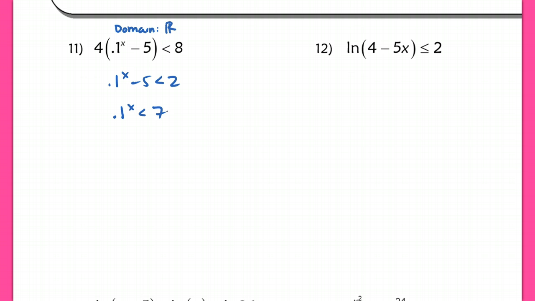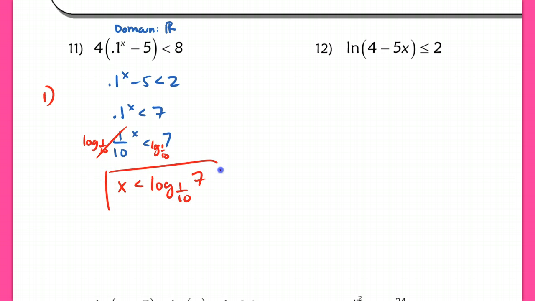Now I want to rewrite this. You don't have to rewrite this, but I want to rewrite that as 1/10 to the x power, and then I'm going to take the log of both sides. Now, taking the log of both sides doesn't flip the sign. That's rule number 1. It does not flip the sign. So taking the log base 1/10 on both sides here doesn't change the inequality sign, and since the log and the 1/10 raised to the power are going to cancel each other out, I have x is less than log base 1/10 of 7.